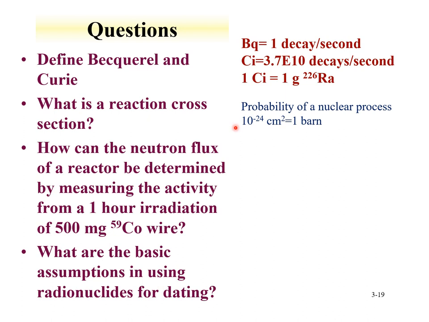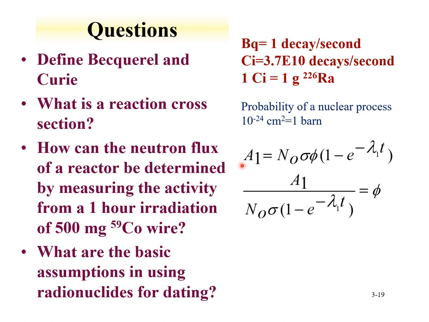So how can you determine a neutron flux in a reactor if you irradiate a certain amount of material for a given period of time? In this case, let's use the irradiation of a wire of cobalt, 500 milligrams of it, for 1 hour. Just use this equation, where the activity, you can measure it, you can pull out the cobalt, measure it, is equal to the amount of the cobalt-59.